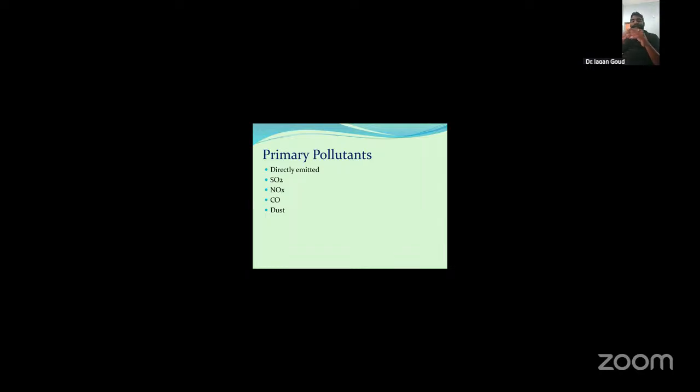One is sulfur dioxide. What are its sources? Combustion of sulfur-containing fossil fuels like coal and furnace oil, thermal power plants, petroleum refineries, and smelting of sulfide ores. Physicochemical properties: a colorless gas with a pungent odor, highly soluble in water, which oxidizes in the atmosphere to form sulfates.